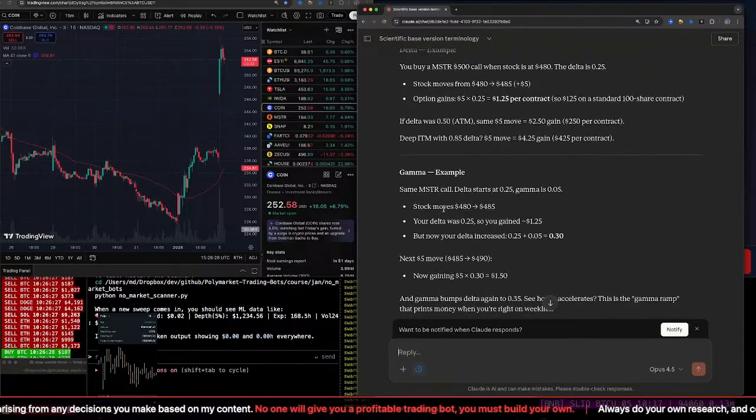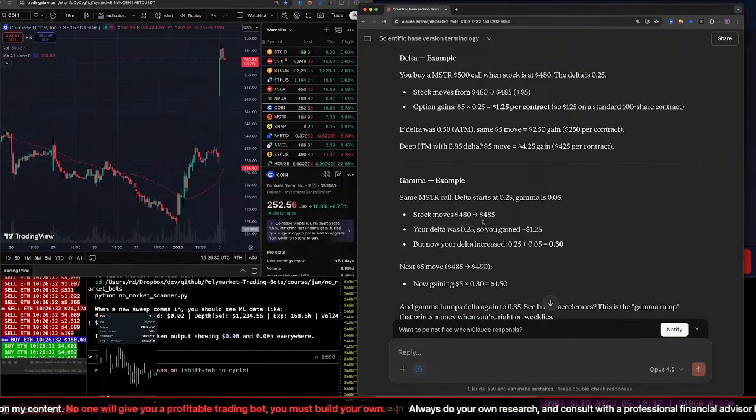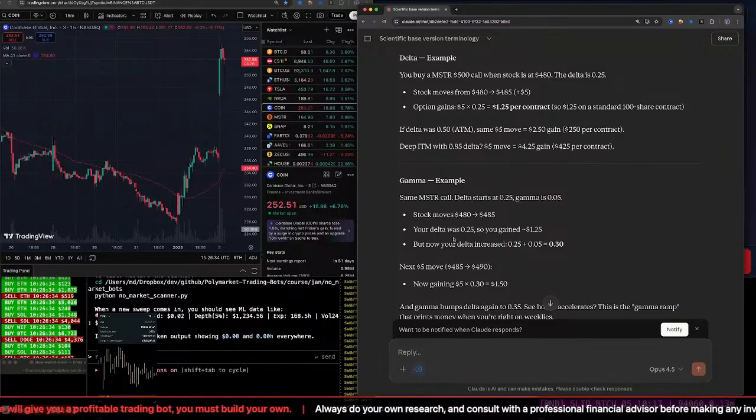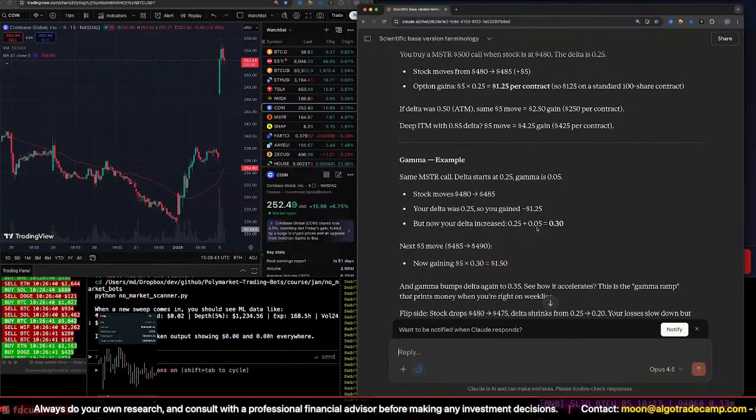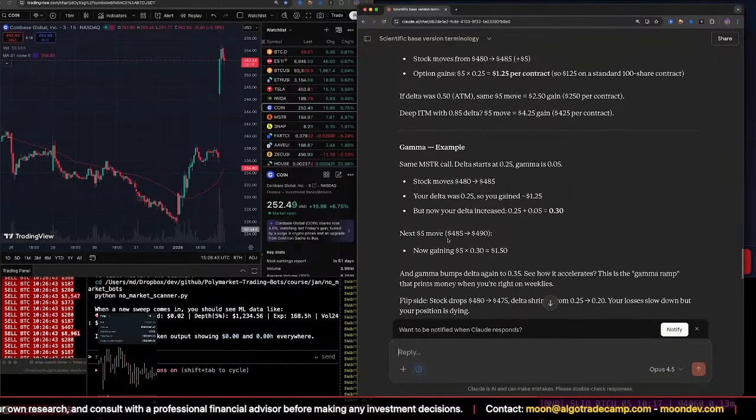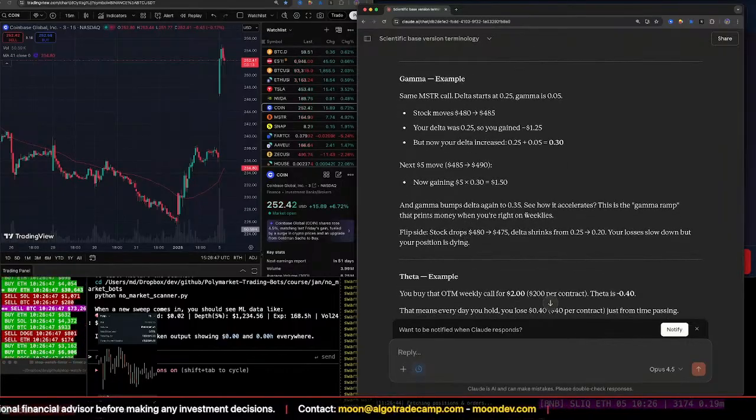Gamma example here, same MSTR call. Delta starts at 0.25 and gamma is 0.05. Stock moves from 480 to 485. Your delta was 0.25, so you gained $1.25. But now your delta has increased to 0.30. Next move, gamma bumps delta again to 0.35.